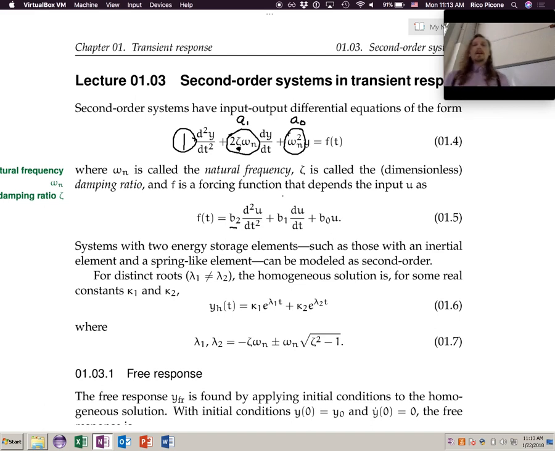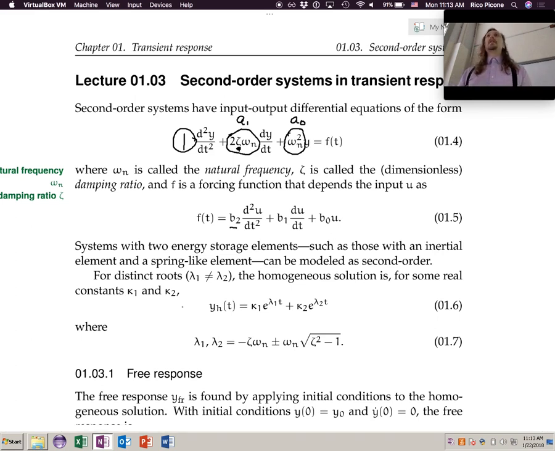Systems with two energy storage elements, such as those with an inertial element and a spring-like element, can be modeled as second order, like we discussed. For distinct roots, lambda 1 and lambda 2, so distinct roots of what?